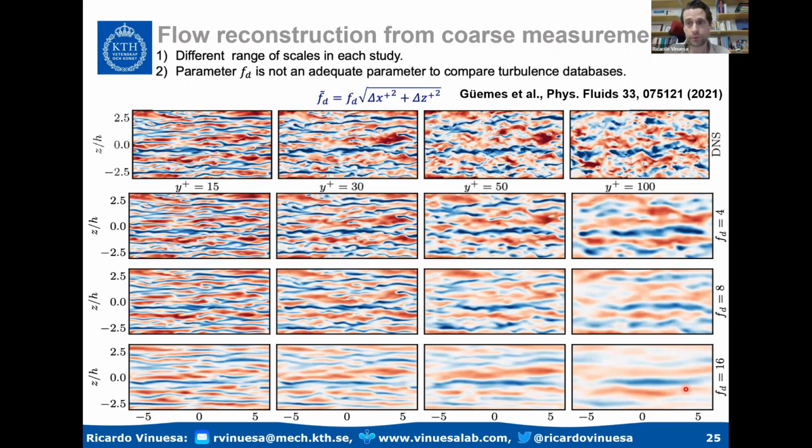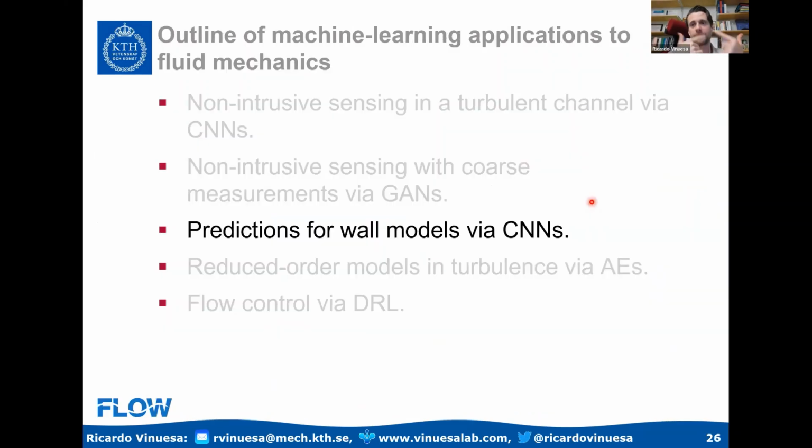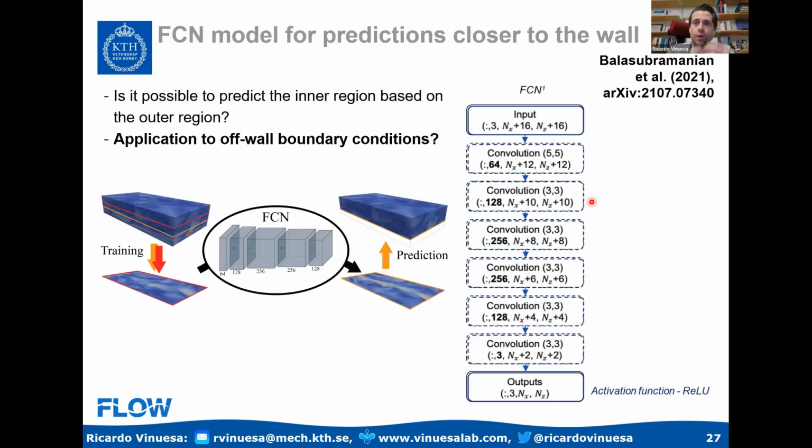So GANs are a very good tool for this. The third example that I'm going to show you is going to perform the opposite task. Instead of using the wall information to predict farther away from the wall, I'm going to use information from far away from the wall to predict closer to the wall.